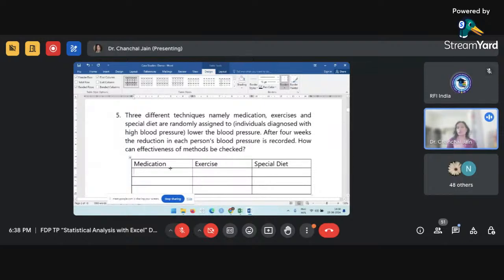So you should get a lower mean value there. In that case, you can conclude that this particular technique is better, which is giving us the reduced mean blood pressure level. According to me, this can be the case.